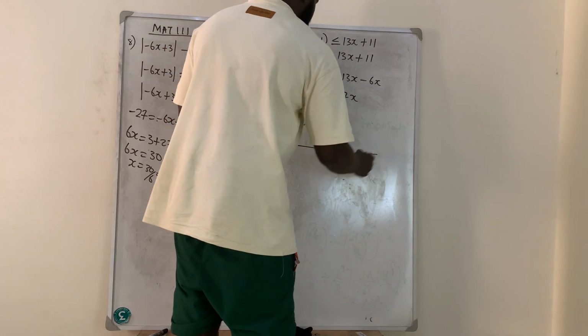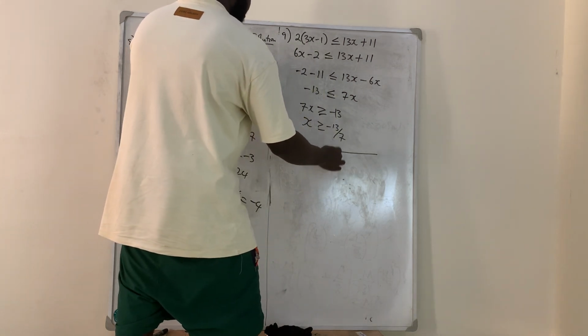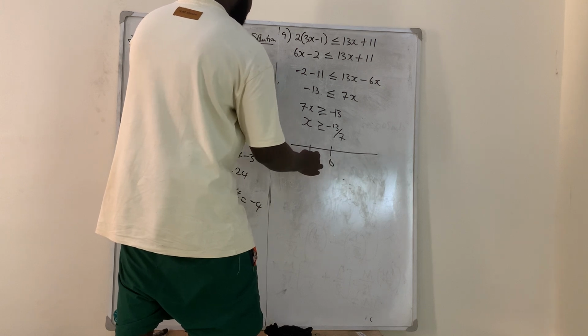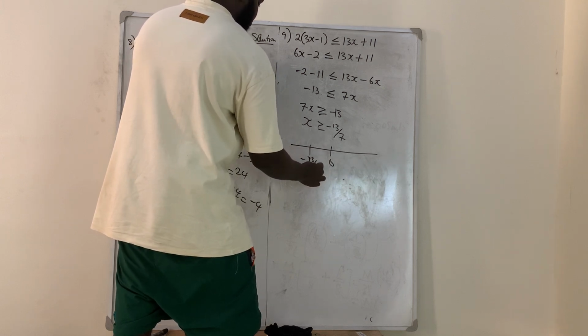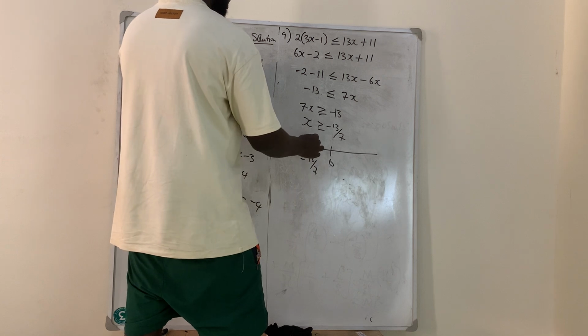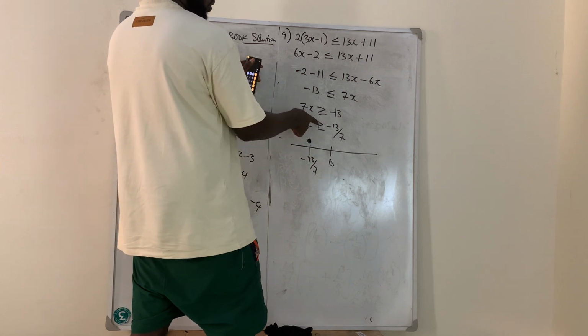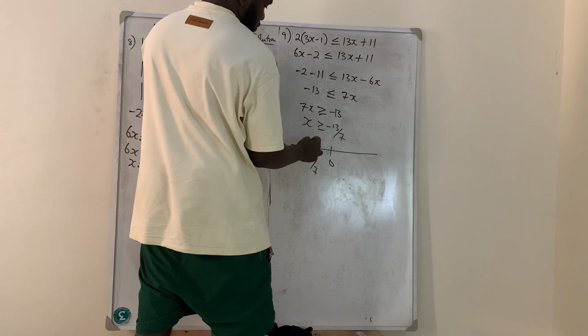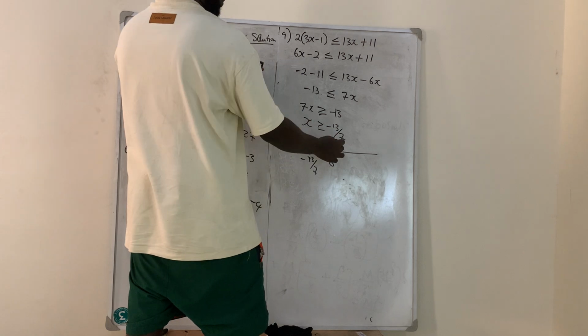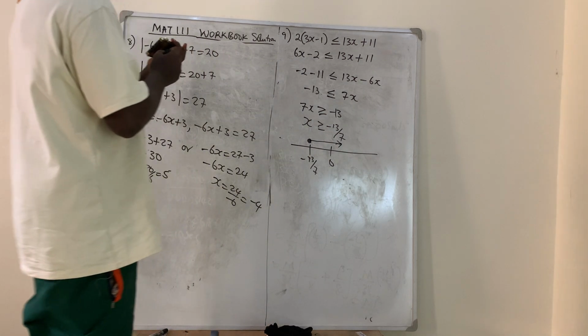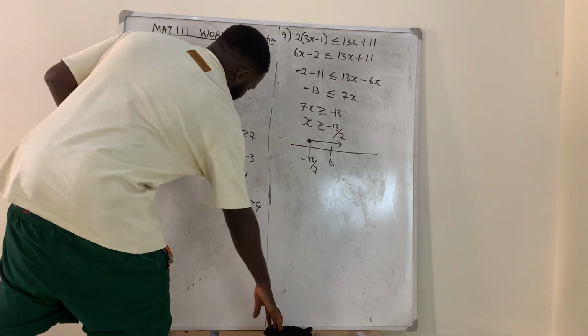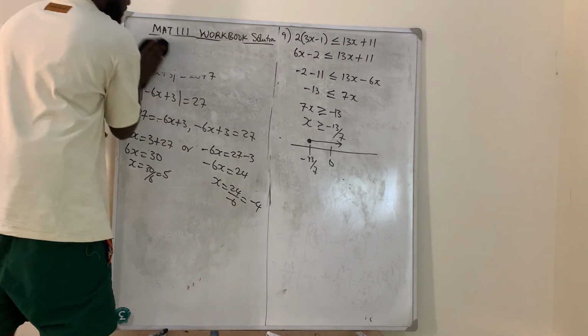So if you want to draw it, you can say that here is your 0 and here is your minus 13 over 7. Because you have less than or equal to, you shade, and the arrow is pointing this way, so you will go the same way the arrow is pointing. So that is how to draw the graph, and it's very simple. So we'll move to question number 10.